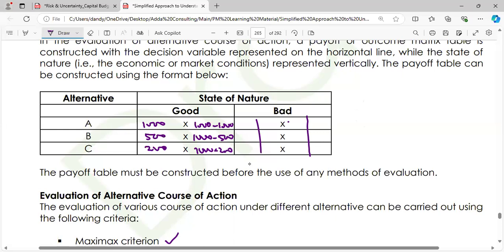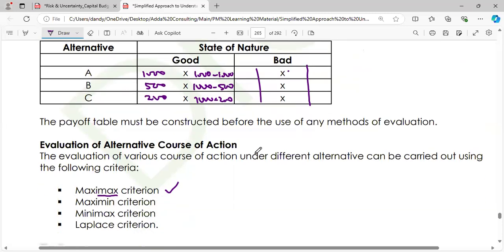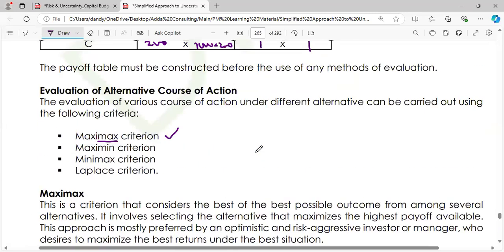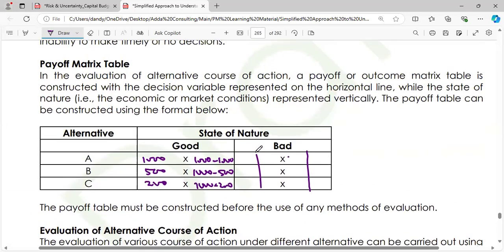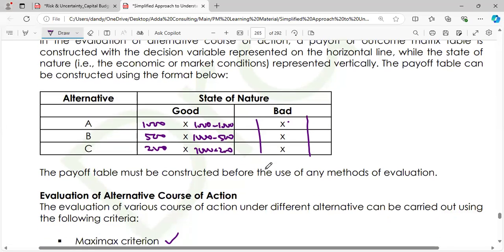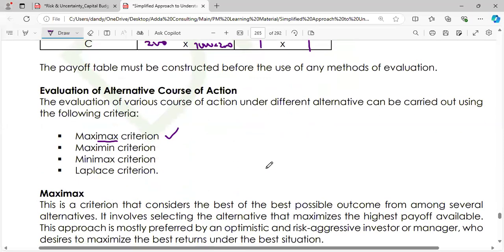So that's all you are going to do in step 1. Then step 2, you construct a new payoff table, which is known as a salvage regret table. All the results that you have in step 1 is what you are going to put in the new payoff table. Then step 3, you select the maximum payoff value in each row, and then you select the minimum of the maximum value for your decision.